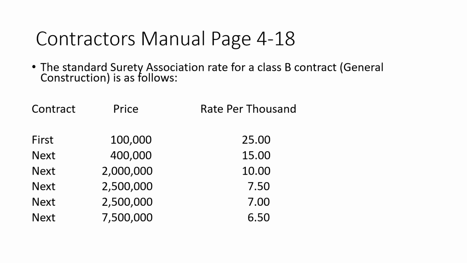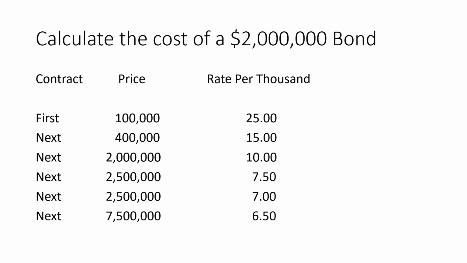So instead of walking you through it, I'm going to ask you to give it a shot on your own. Take a look at what you got here. And then what I want you to do is calculate the cost of a $2 million bond. Okay, you have a $2 million contract. You have to purchase this Class B bond for $2 million using this schedule and using what you see written on the screen there. Figure out what the cost of a $2 million bond is. You can hit the pause button, grab that calculator out, and punch some numbers and see what you come up with.